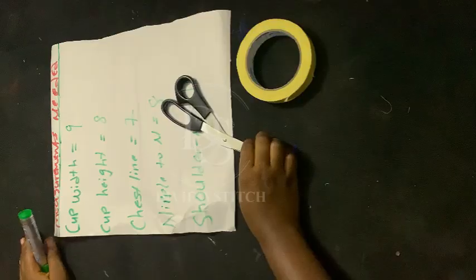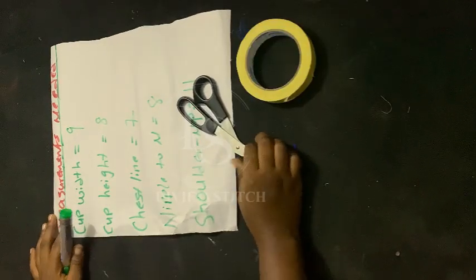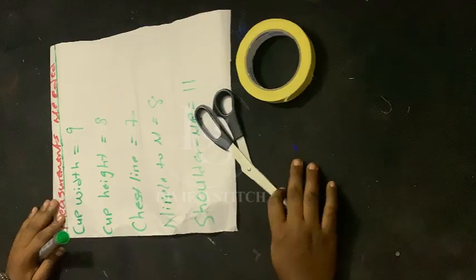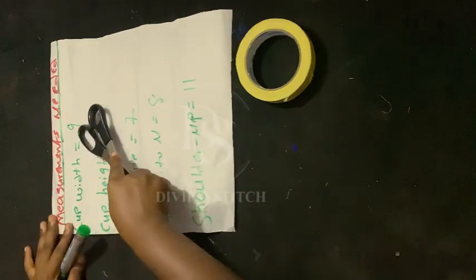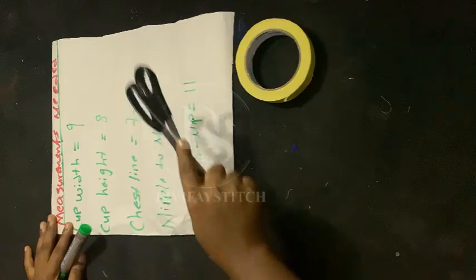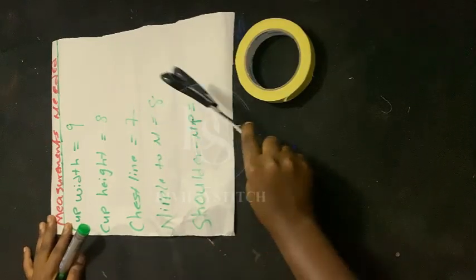So on today's class, I'm going to be teaching you how to draft a deep corset, and the measurements needed are your cup width, your cup height, your chest line, nipple to nipple, and shoulder to under bust.